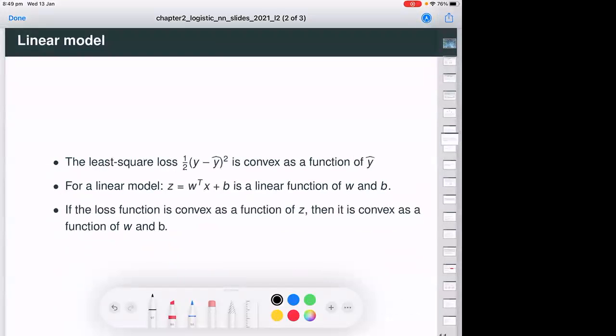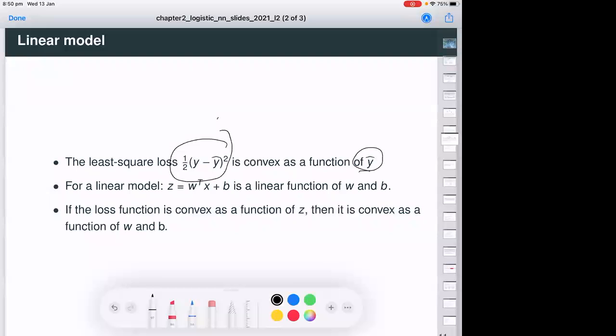I can tell you that when you do the shallow neural network with the linear model, and if we use the least square loss, it is convex. So your optimization problem is convex. Why? Because this square loss is a convex function. If you see the least square as a function of y hat, this is a convex function.